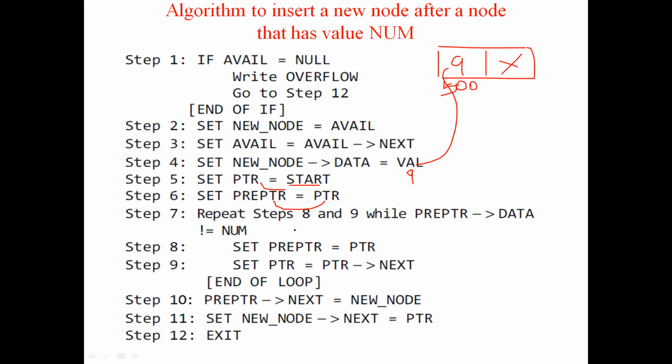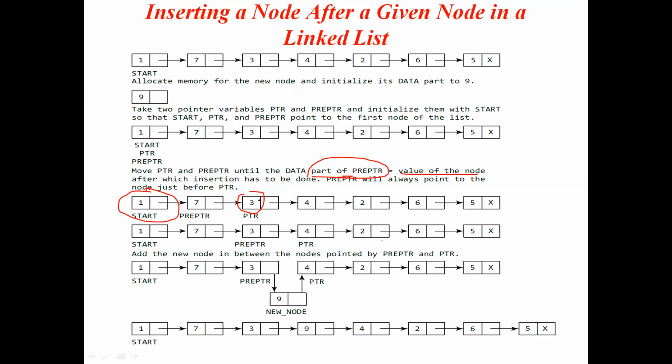Then I'm repeating the steps until I find the data, until the data is not equal to number. Number is nothing but 3. So I'll keep on searching. Is it coming or not? No. I'll keep on searching.